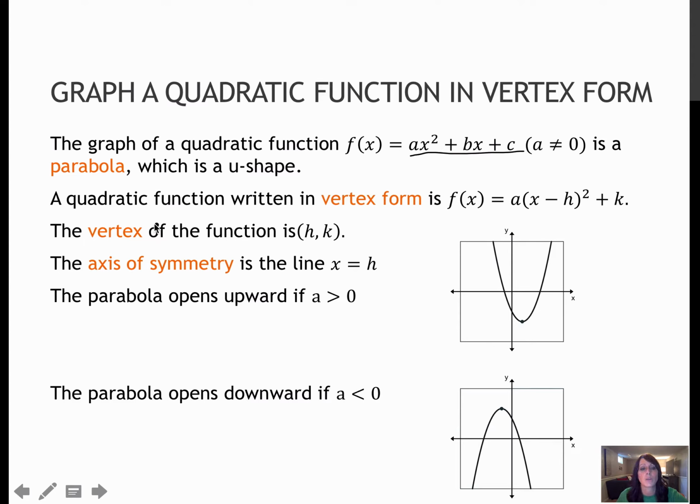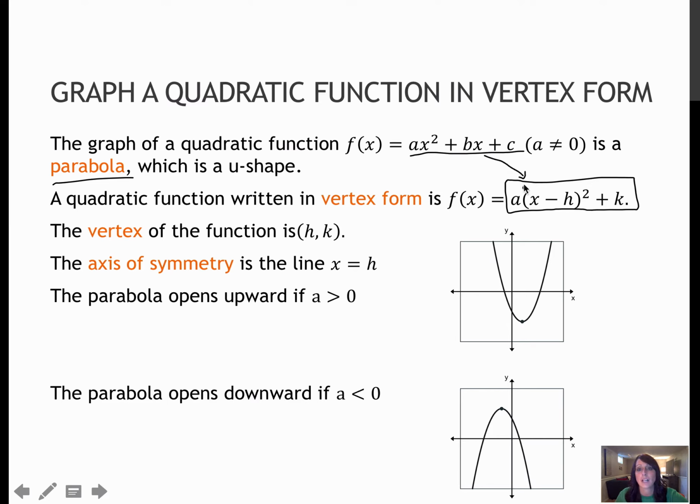So we know that if we graph the function, it's going to make a parabola, which is a U-shape. As you can see, I have a U-shape that's facing up and a U-shape that's upside down. It can be either one of those things. When it is written in vertex form, we have f of x equals a times x minus h quantity squared plus k. So we're going to talk about how to get from here to here in the next lesson.